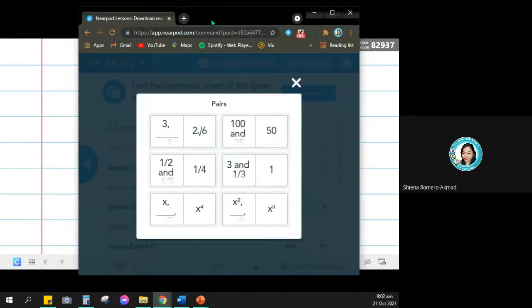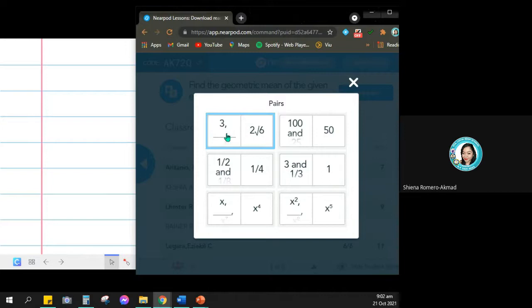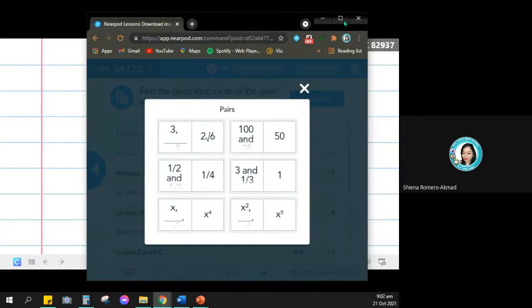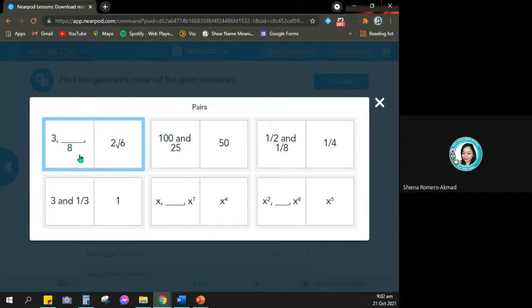Let us look at the given. We have 3 and 8, and the geometric mean is 2 square root of 6. 10 and 25, so the geometric mean is 50. 1 half and 1 fourth, the geometric mean is 1 fourth. 3 and 1 third, the geometric mean is 1. x and x raised to 7, the geometric mean is x raised to 4. This one is x squared and x raised to 8, the geometric mean is x raised to 5.